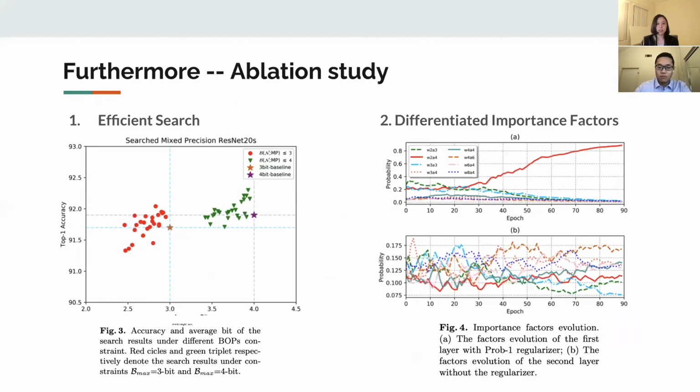In this slide, the ablation study is showing the significance of BP-NAS and the Prop1 regularizer. The result on the left side shows that with the barrier penalty, the model is effective in achieving higher accuracy while keeping fewer average bits. The graph on the right side shows that with the Prop1 regularizer, those similar importance factors are differentiated and the red curve tends to be 1 while others go to 0, which makes it easy to distinguish the factor.